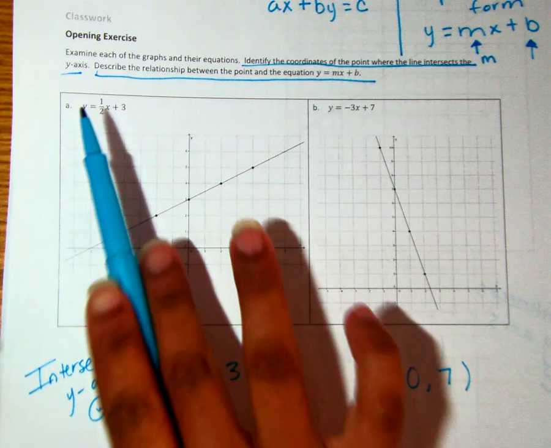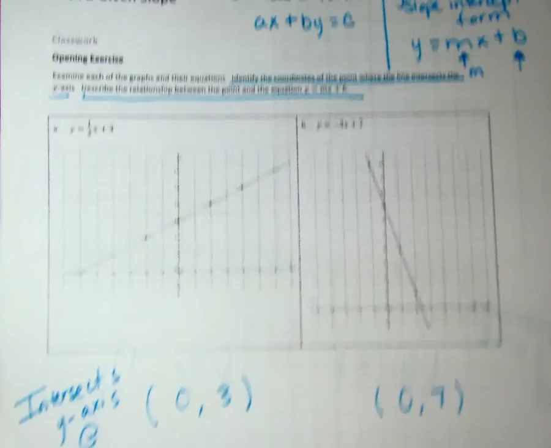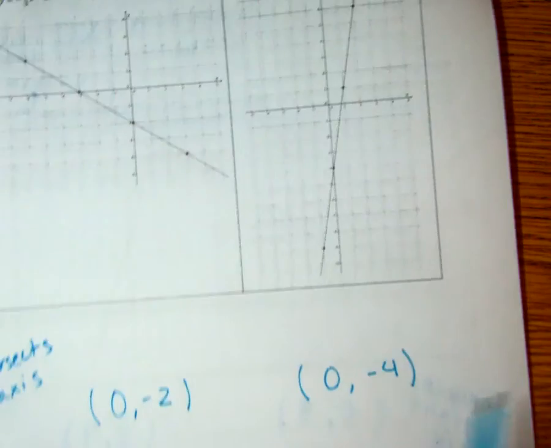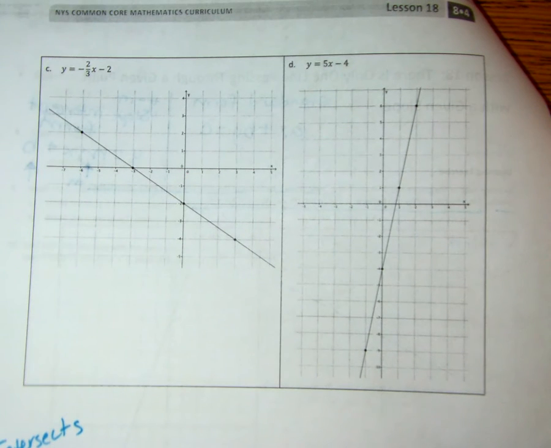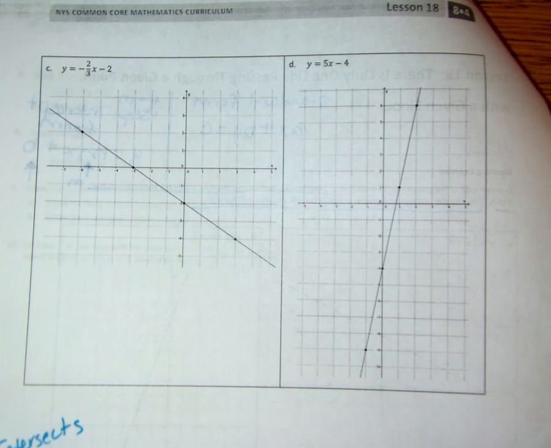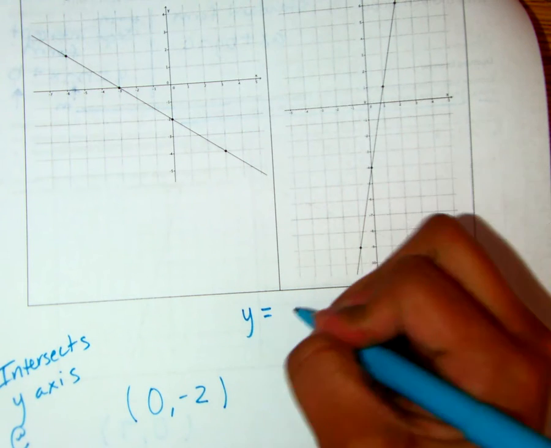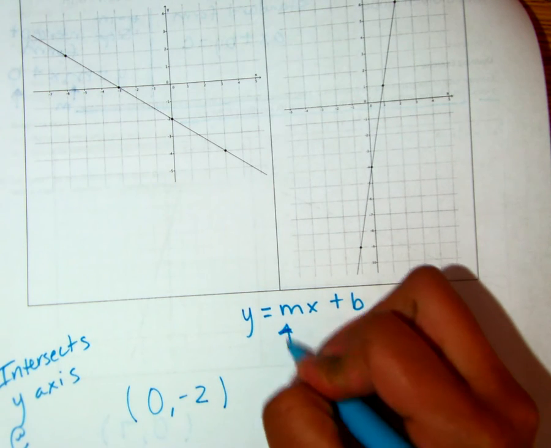I see a 3 here, and I see a 3 in my equation. I see a 7 here, and I see a 7 in the same place of my equation. I see a negative 2 here, and I see a negative 2 in the same place in my equation. And I see a negative 4 here, and I see a negative 4 in the same place in my equation. When you transform a linear equation into the form y equals mx plus b, M is going to represent slope.